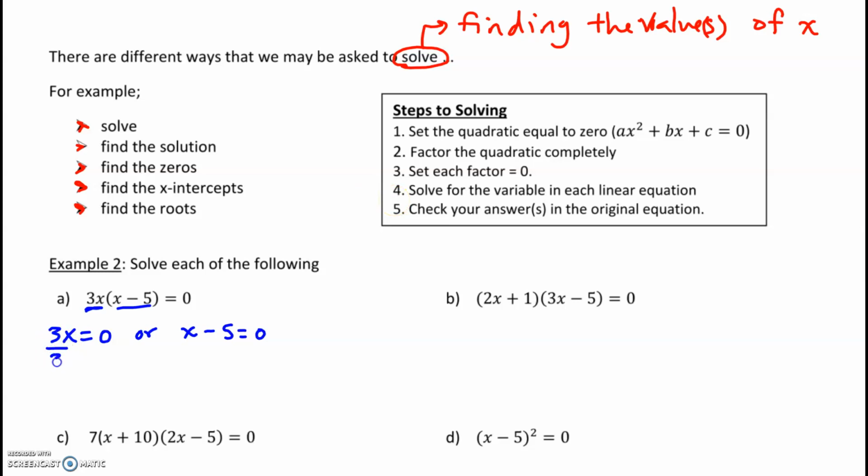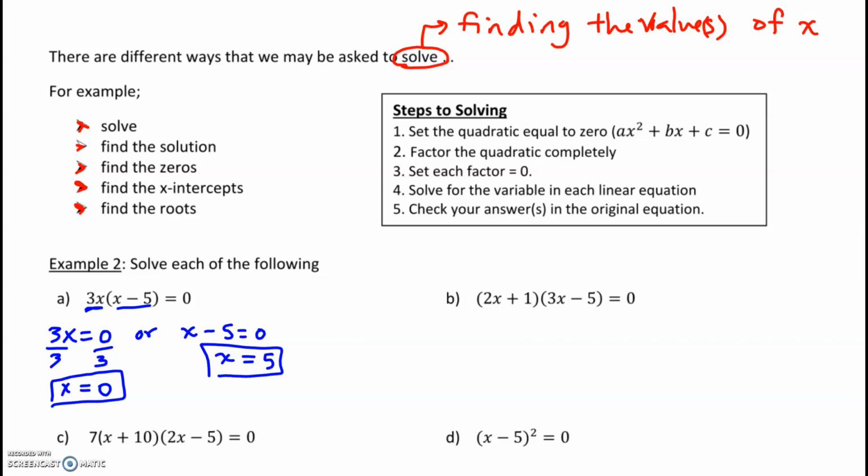So I'll solve for x by dividing both sides by 3. I get x equals 0. I'll solve for x minus 5 equals 0. That'll be x equals 5 when I add 5 to both sides. And those are my solutions. Okay, check your answers in the original question. So you can check by subbing it back in, doing left side, right side. All right, let's go on to the next one.